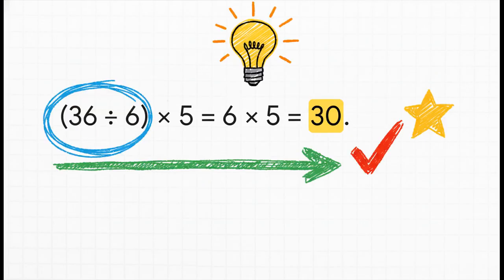Remember, multiplication and division are partners. You just solve them from left to right. So the first operation we run into is division. 36 divided by 6 is 6. Then we multiply by 5 to get the correct answer, 30. See the difference? The rulebook really matters.